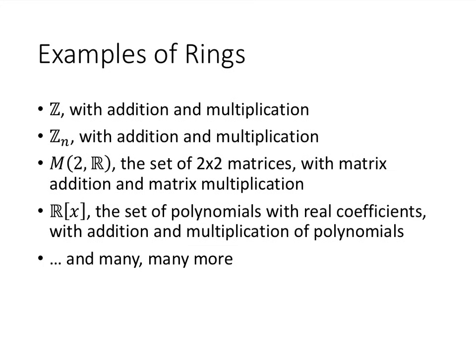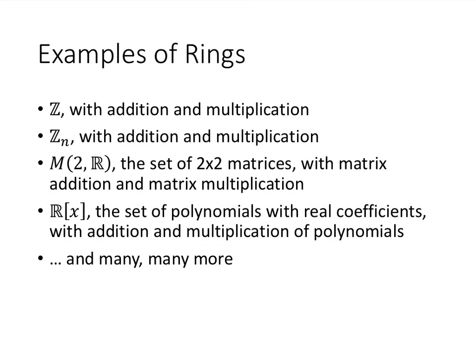So the set of integers with addition and multiplication is a ring. The set of integers mod n is also a ring. The set of all 2 by 2 matrices, so the matrices don't have to be invertible, because to be a ring you don't have to have multiplicative inverses. You do have to have additive inverses, but the additive inverse of a matrix is just what you get by putting minus signs in front of every entry of the matrix. So that turns out to be a ring.